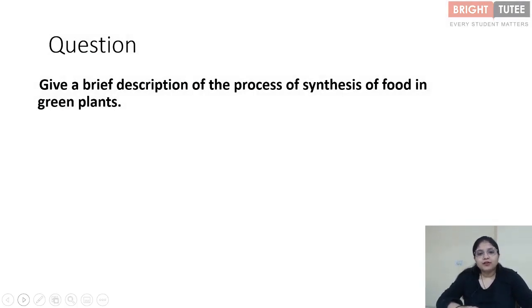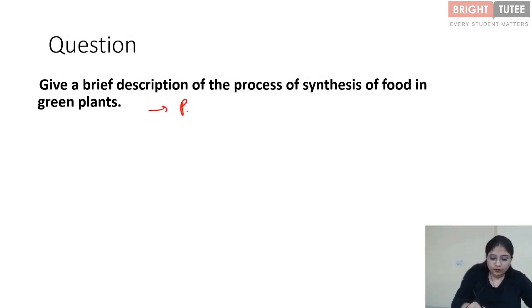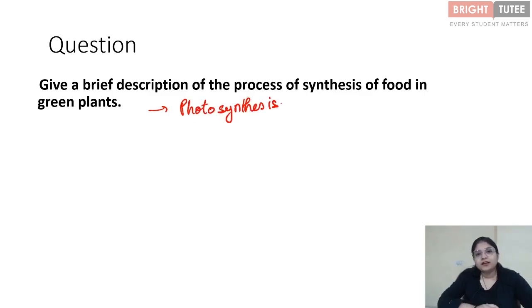Give a brief description of the process of synthesis of food in green plants. So basically the process is photosynthesis, right? And in this process, the green plants, that is the plants containing chlorophyll, convert the carbon dioxide and water into the carbohydrates in the presence of the sunlight, right? So in this way, photosynthesis is the process where the food is made in the green plants.